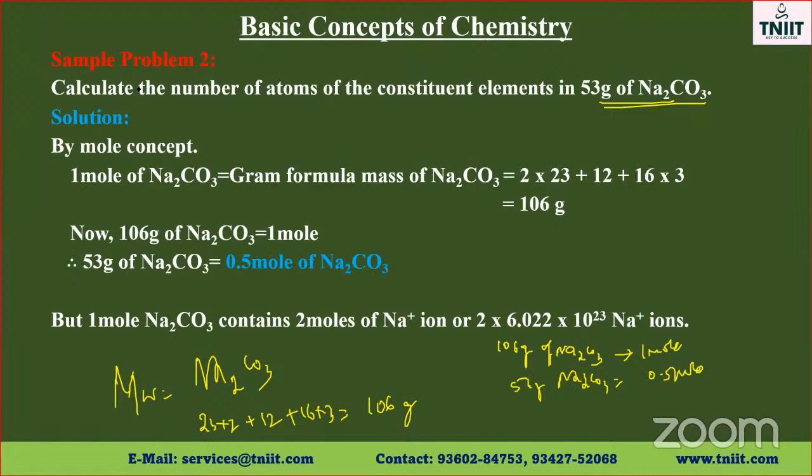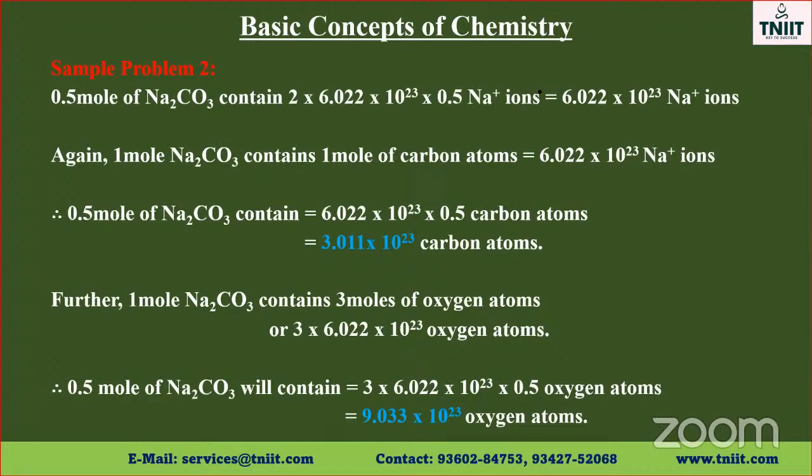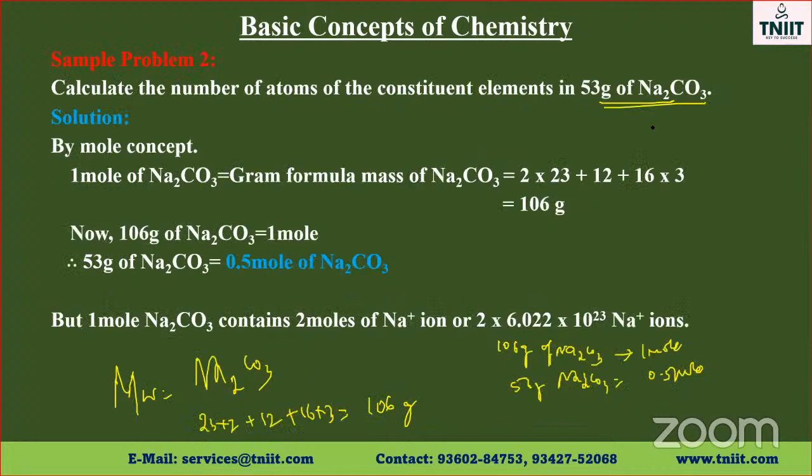Now they're asking to calculate the number of atoms of the constituent element. They're asking you to calculate the atoms. Now you should remember to calculate the number of atoms. So 1 mole, this is half a mole. When we say half a mole, I'll write it here only. So half a mole means 6.023 into 10 power 23 divided by 2. So it will be 3.015 into 10 power 23. Half a mole is this.